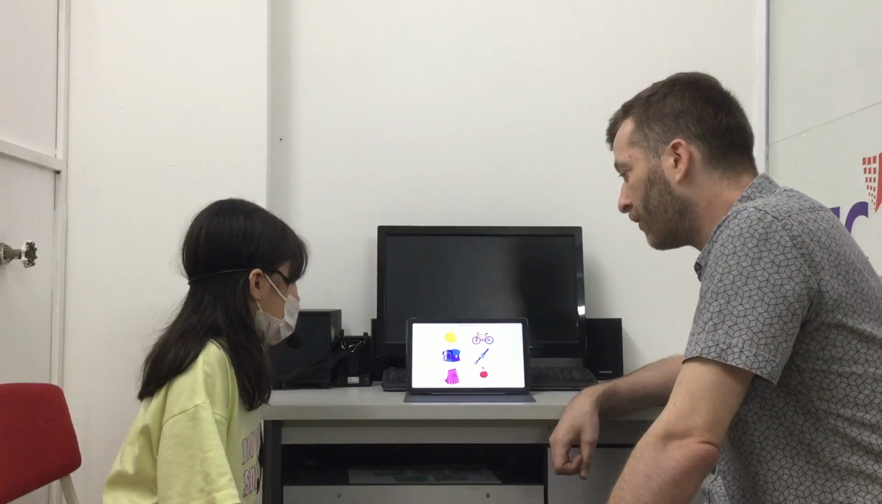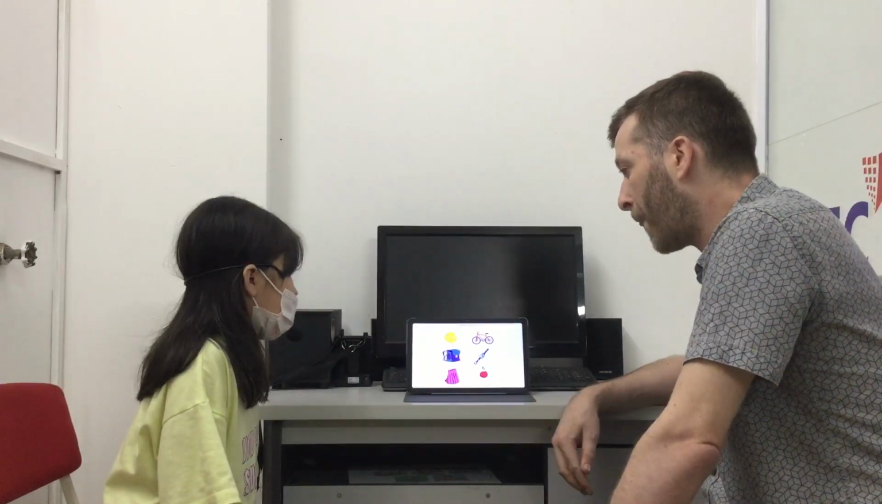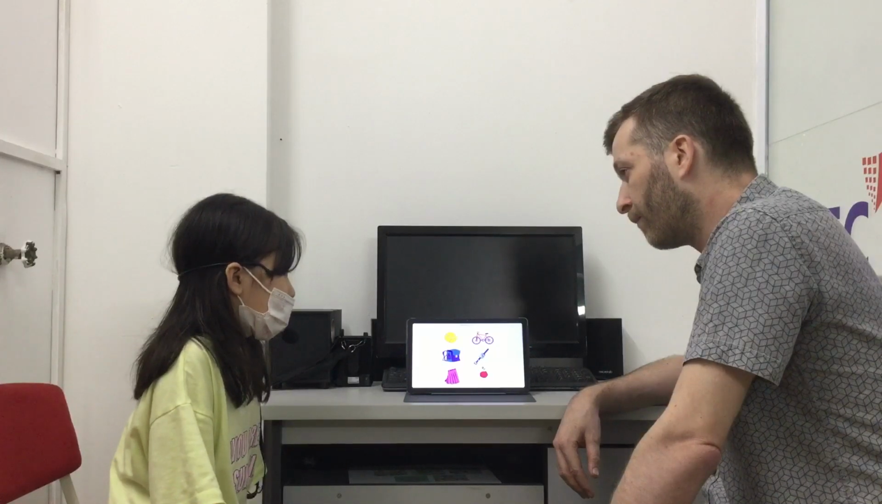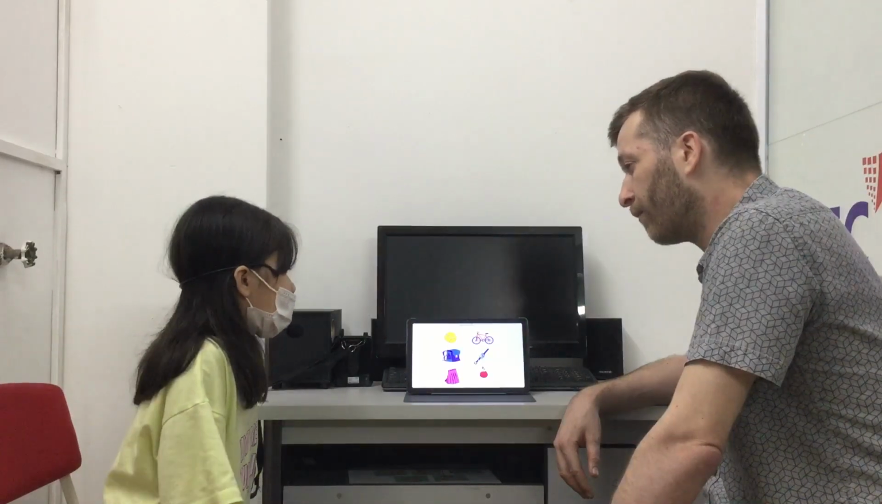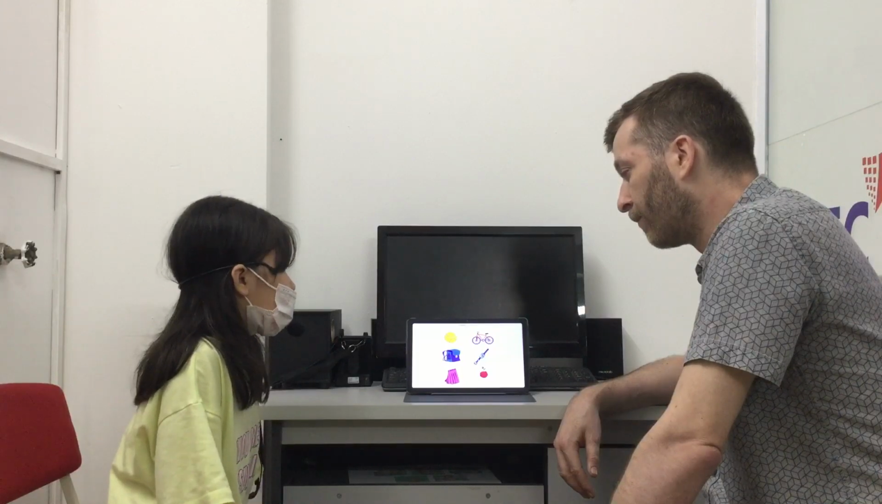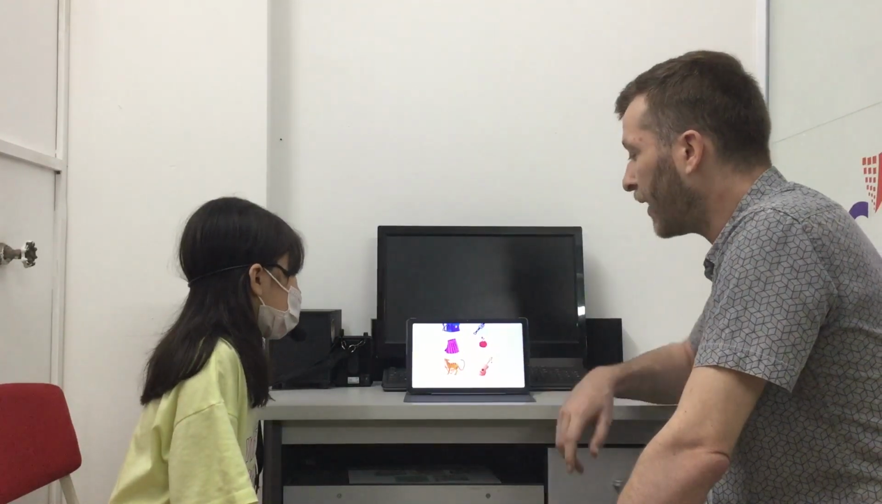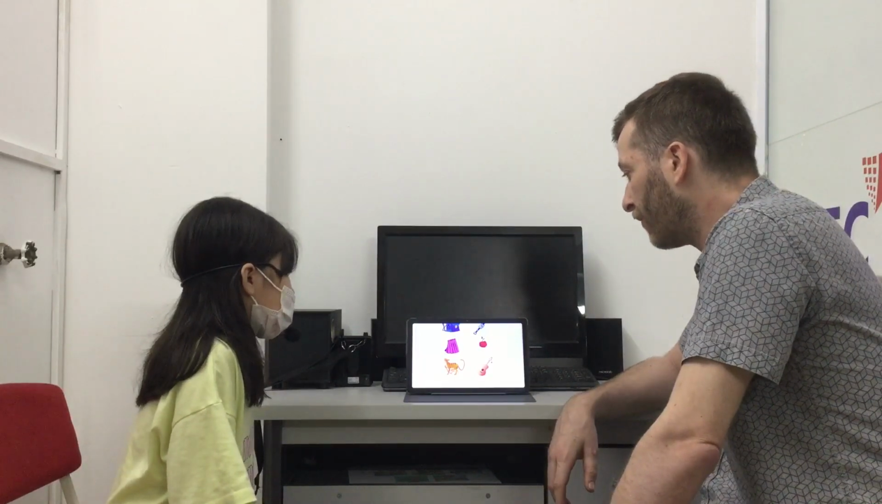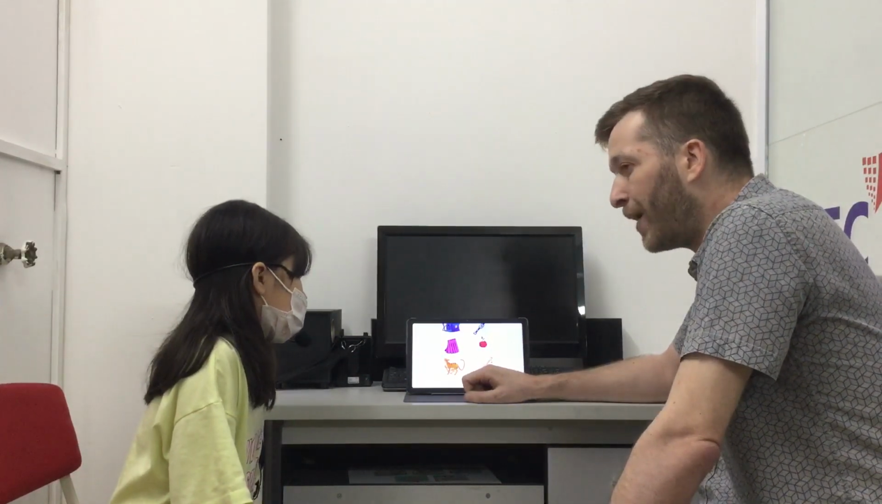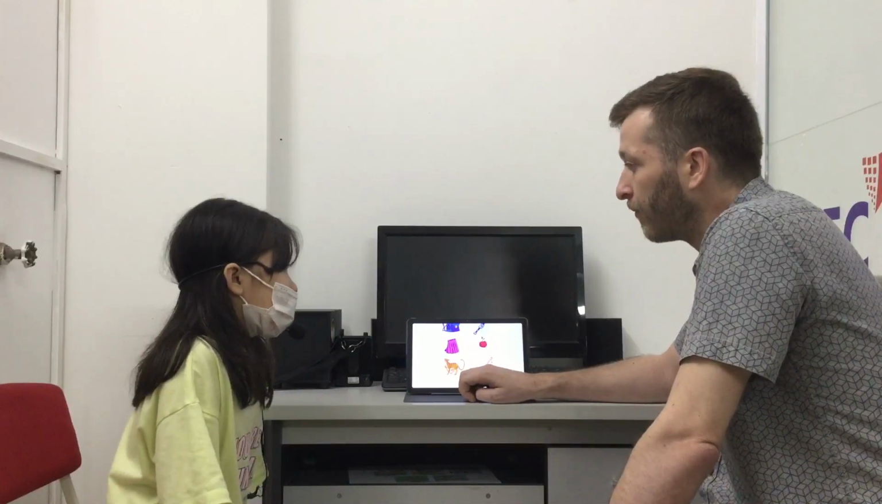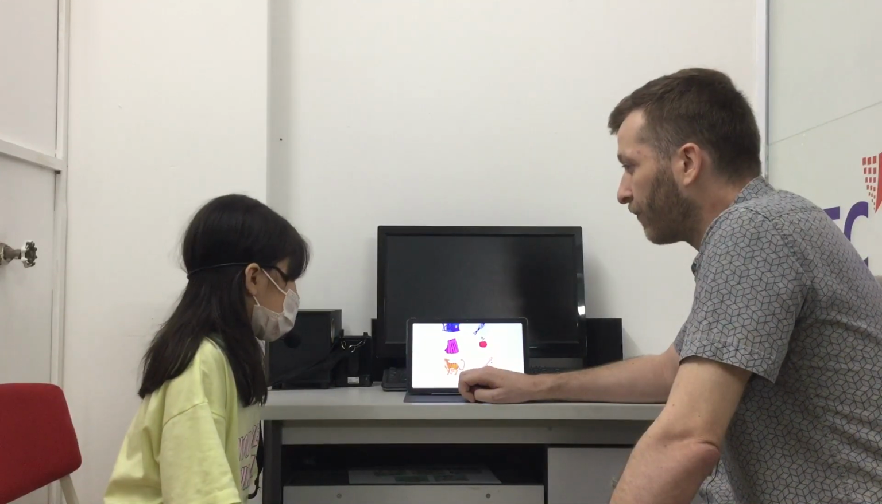What's this? A bag. What is in your school bag? In my school bag has a pencil case and a book. A book, very good. What's this? A skirt. Do you like to wear skirts? Yes. Very good. And when do you wear a skirt? When it's cold or when it's sunny and hot? When it's sunny, I wear a skirt.